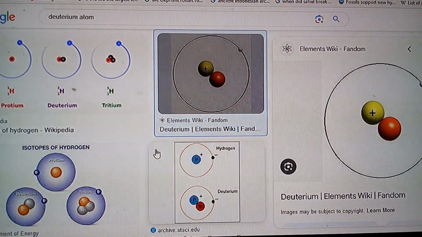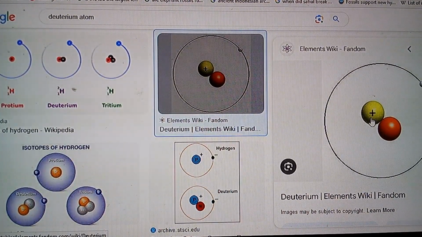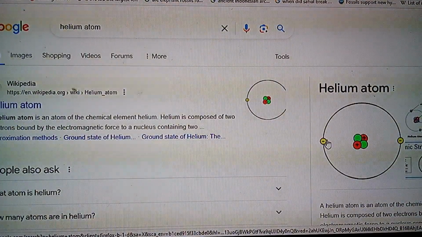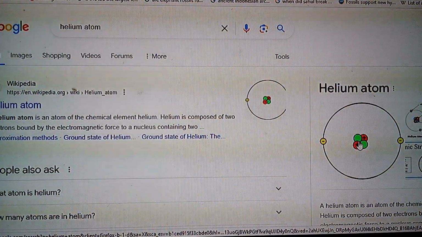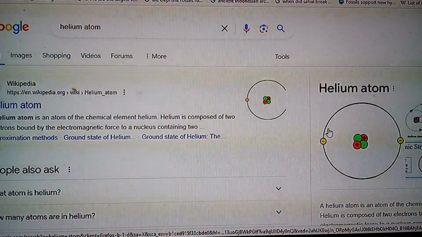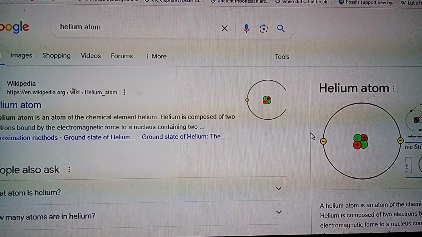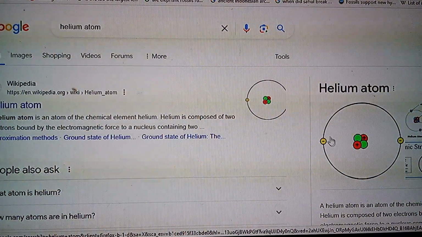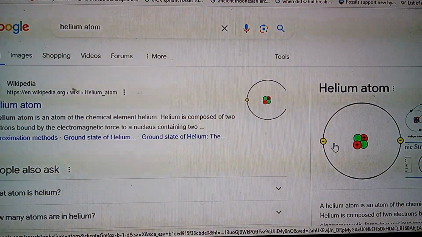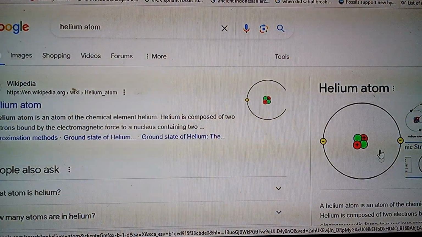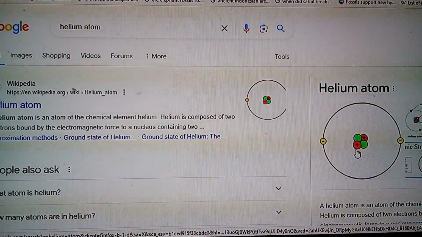All right, for example, here's a deuterium atom. It's got a proton, neutron, and an electron. Here's a helium atom. It has 2 protons, 2 neutrons, and 2 electrons. So fusing 2 deuteriums together will create a helium, which is still a heavier gas than hydrogen, but it's the same constituents. It's made of the same thing. Protons, neutrons, and electrons. Everything is the same thing.